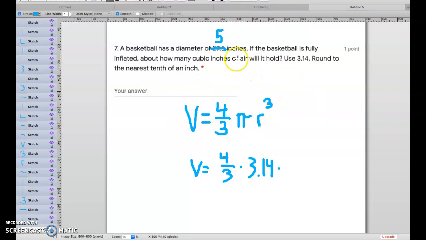So r is the radius. Well, our diameter in this example is 5. That means the radius is half of that. If you do 5 divided by 2 in your calculator, you get 2.5. Cool. So this is 4 over 3 times 3.14 times 2.5 cubed.